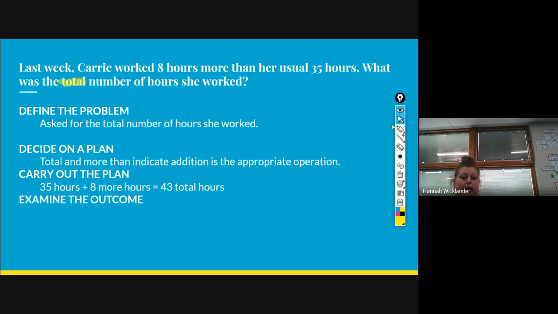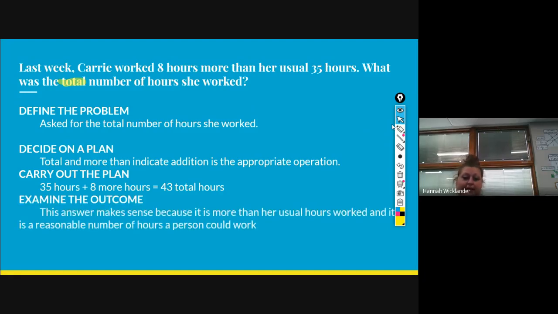Next, examine the outcome. Is this a reasonable answer? Yes, because once again, it should be bigger than 35 because I'm adding. And 43 is also a reasonable answer because that is the amount that someone could work in a week. If you got 300 or 200, that's not possible for someone to work 200 hours in a week. So that's what it means by is it reasonable?